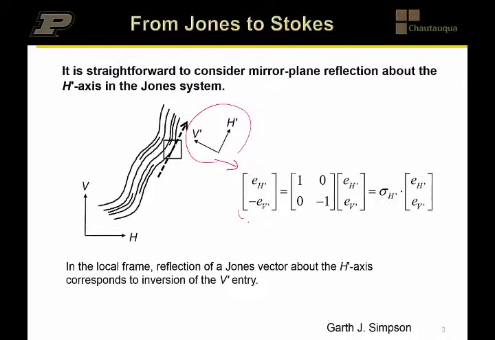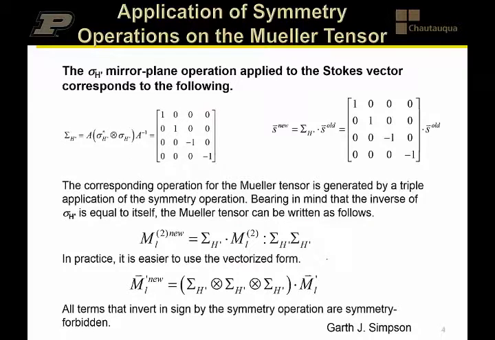Now, if the ensemble has this symmetry, then the Mueller tensor or the Jones matrix describing this process should be unaffected by the application of this symmetry operation, and we'll get to that next. But I just want to illustrate, first of all, how we think about these symmetry operations in terms of the Jones vectors, and what that generates is a symmetry operator, in this case corresponding to reflection about the H prime axis, given by this simple 2x2 matrix. And any arbitrary symmetry operator could be placed into that role just as easily.